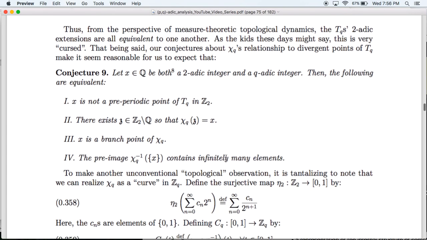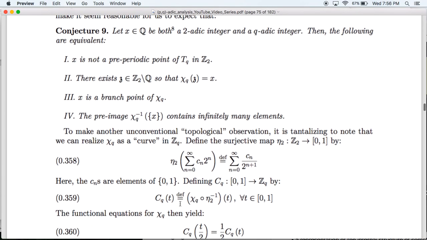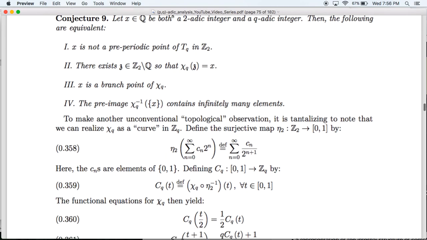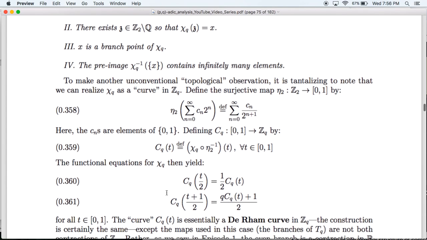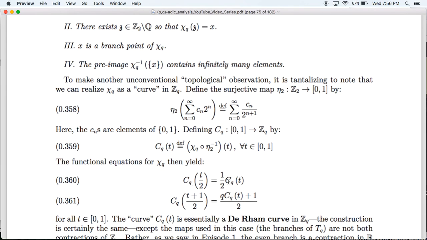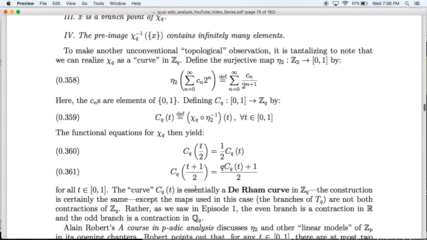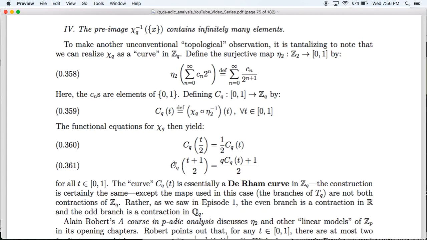We can do this another way by mapping the two-adic integers onto the unit interval. This map here, eta 2, is surjective, but it is not bijective. And here, the cn are going to be elements of 0, 1. We can then get a curve, chi q of eta 2 inverse. This is a genuine curve, from 0, 1 to zq. And the functional equations for chi q then give a monoid of self-symmetries for it. This curve is essentially a de Rham curve in zq, except that, as maps, the branches of tq are not both contractions of zq.